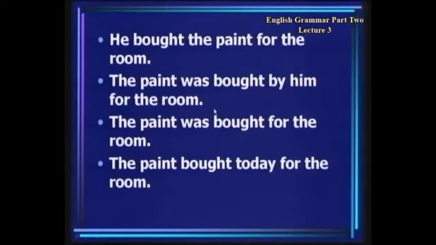طيب. He bought the paint for the room. طيب, يعني this is an active sentence. The object, which is the paint, becomes my subject. The paint was bought, was, verb to be, plus the past participle bought, by him, that's the object, for the room.